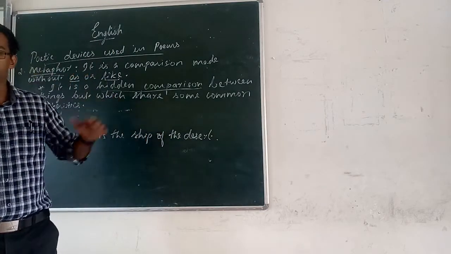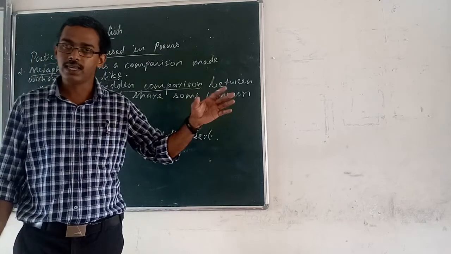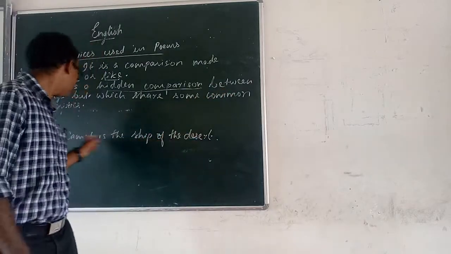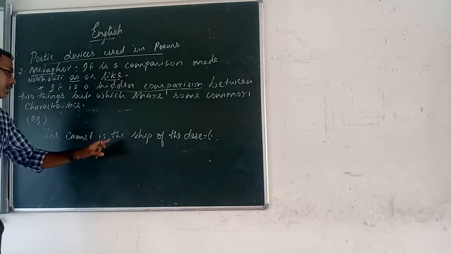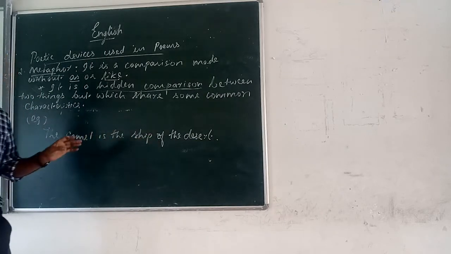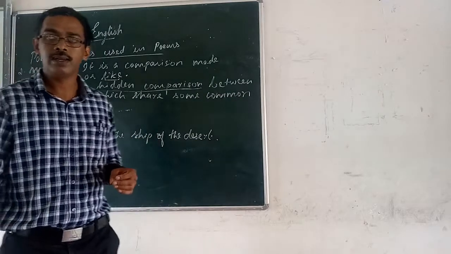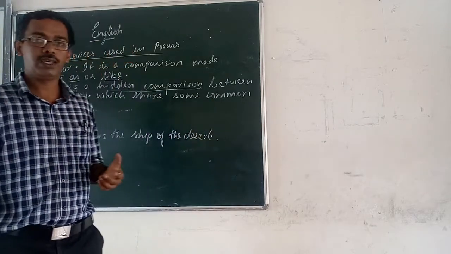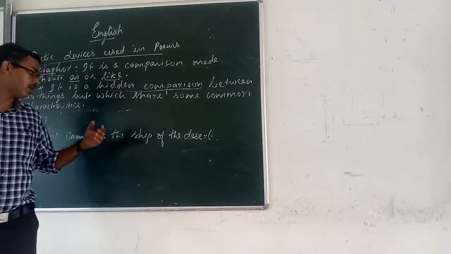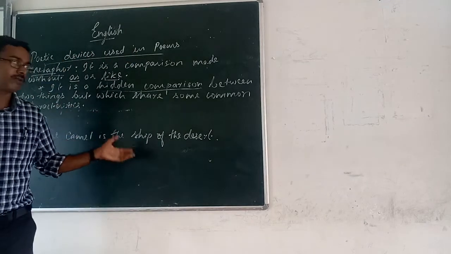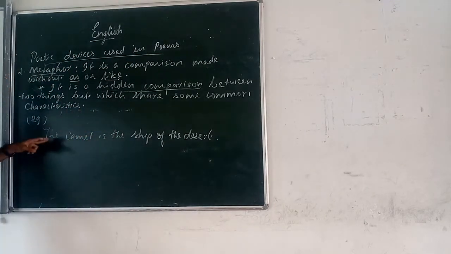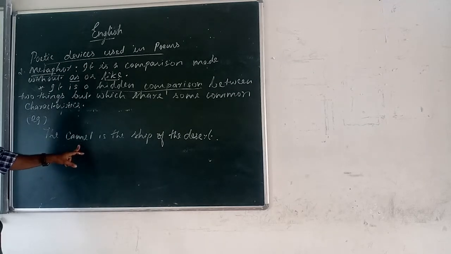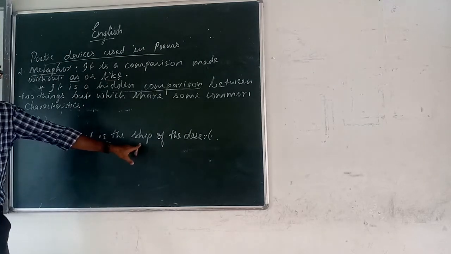The ship is used only to sail in the sea, not in the desert. At the same time, here the camel is compared to a ship. The camel is the only animal that can be used for transporting things of people from one place to another. So camel is called a ship of the desert.